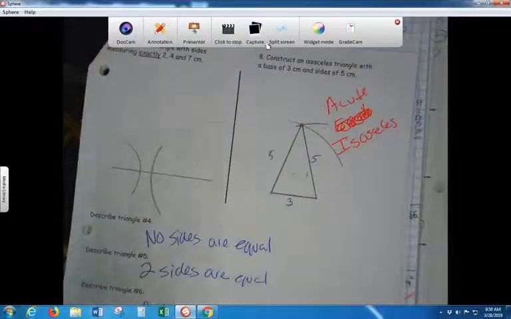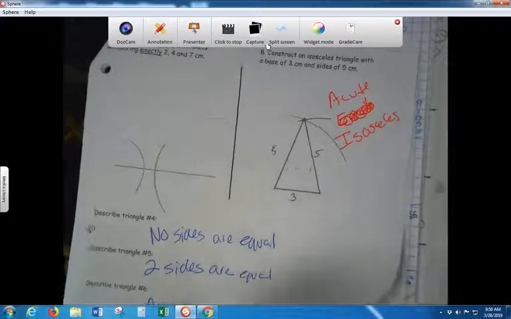On tomorrow, you're going to draw it. You're going to name it. Okay? Turn to page 6.